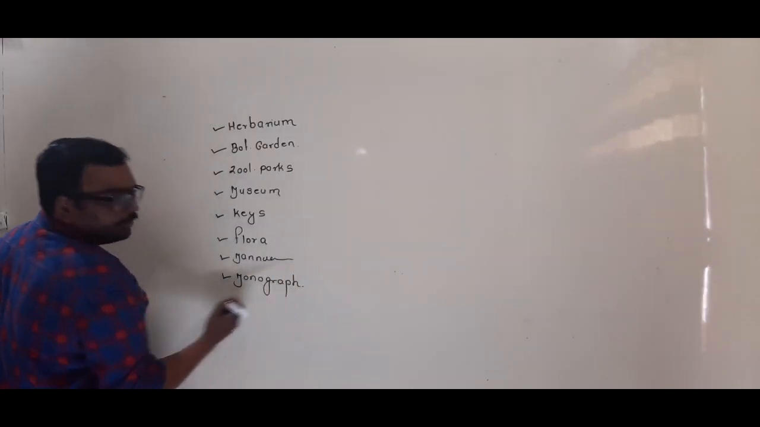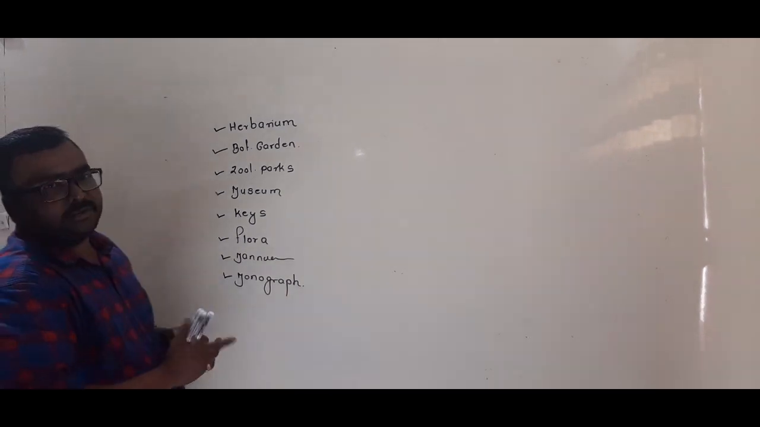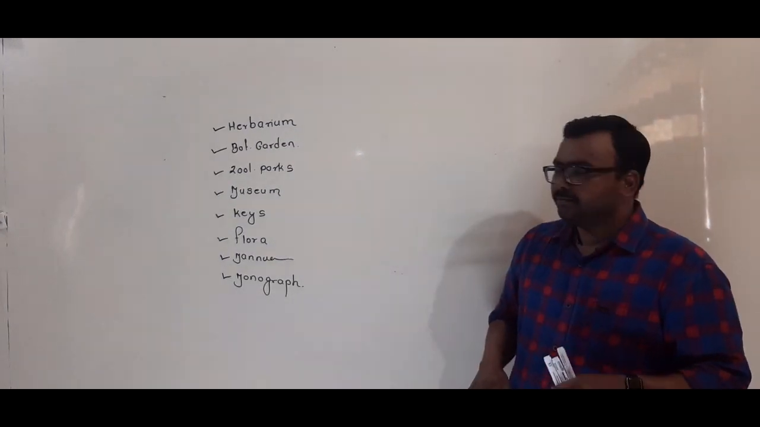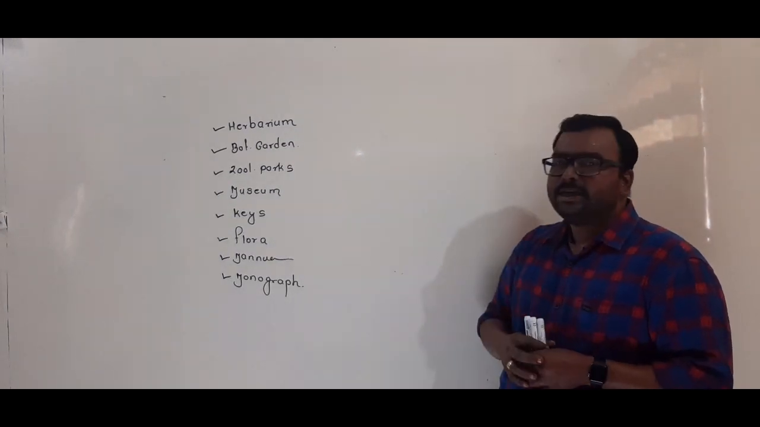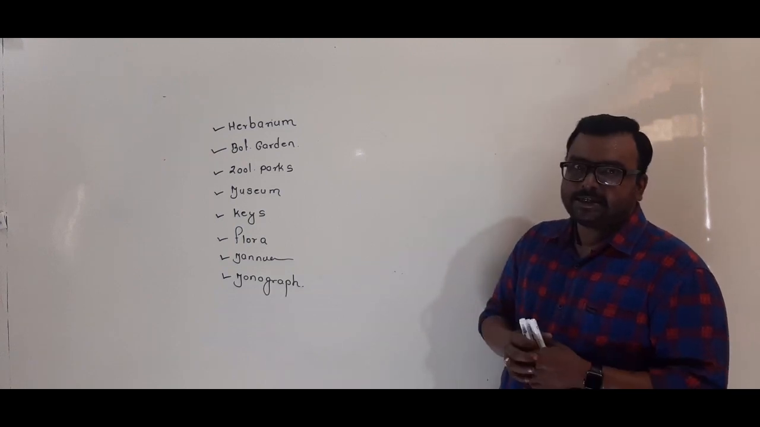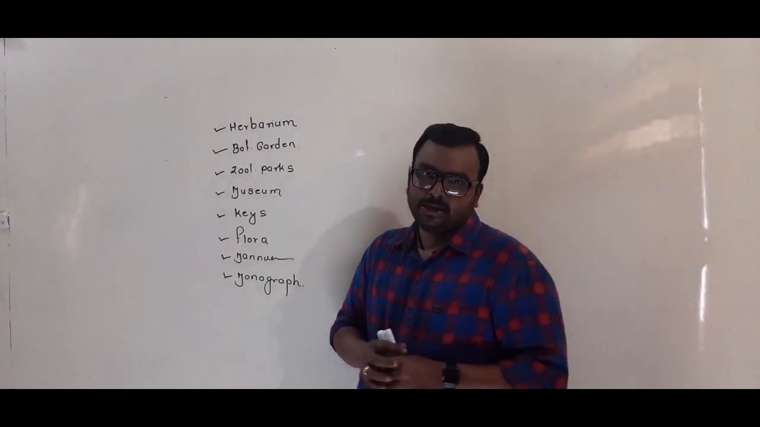So these are the different taxonomic aids used for botanical taxonomic research. In all the part 5 videos, we have discussed the first chapter, called living world. In the next video, we will start with the second chapter, called biological classification.